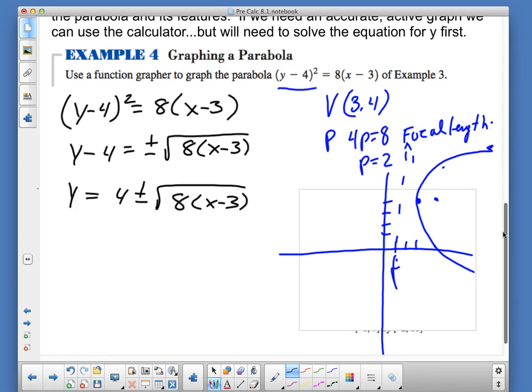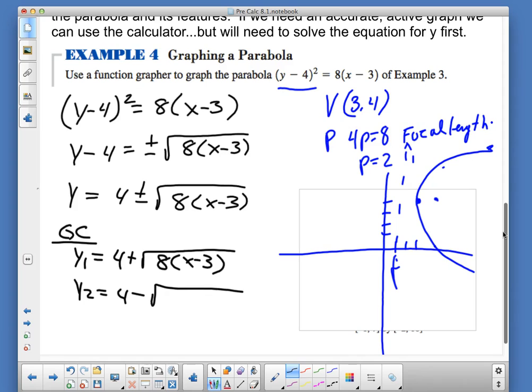Now keep in mind, it's not a function. If I just graph it the way it is right now, I've got to separate it in my calculator, in the GC. I need to enter y1 is 4 plus the square root of 8x minus 3, and y2 is 4 minus the square root of 8x minus 3. Okay, I've got to enter those two. Please do those. I have people that have difficulties with this. I want to make sure that this is something that's covered. So make sure you check those out and see where it's going.